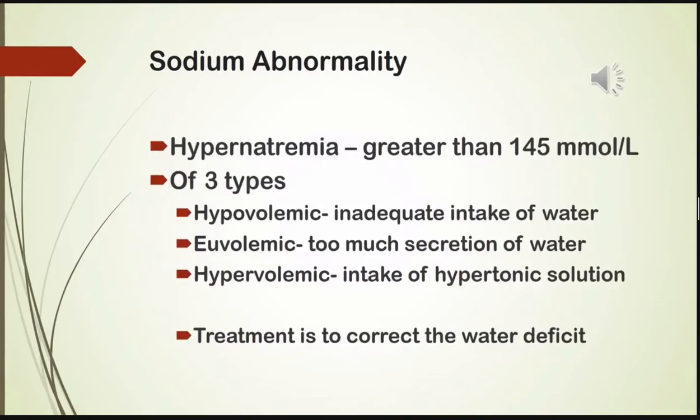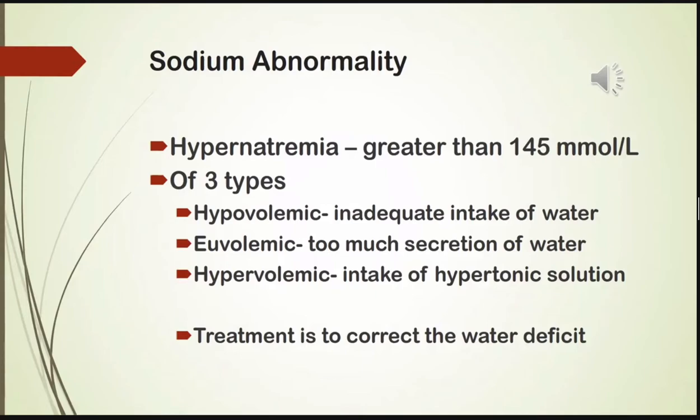When you have levels of sodium that is greater than 145 millimoles per liter in your blood, then you can have hypernatremia. Most hypernatremia is caused by excessive intake of sodium or kidney disease, where you have inability to filter your sodium out of your kidneys. There are three types of hypernatremia.